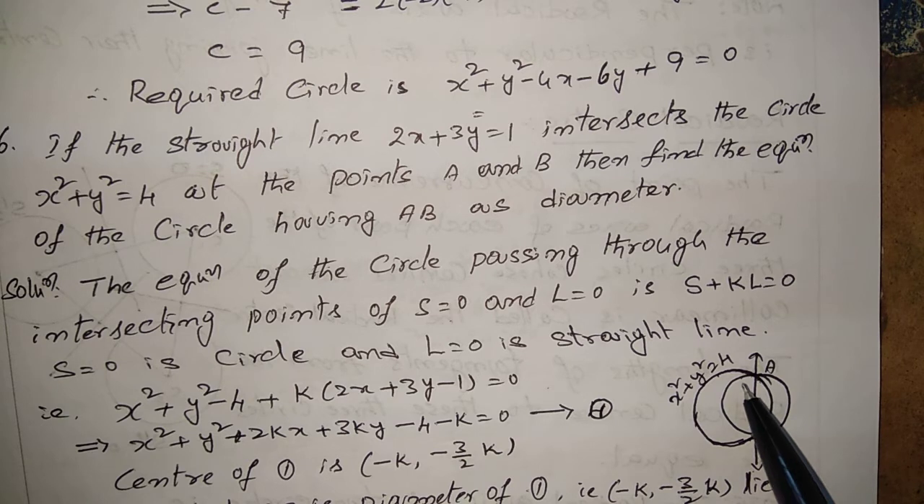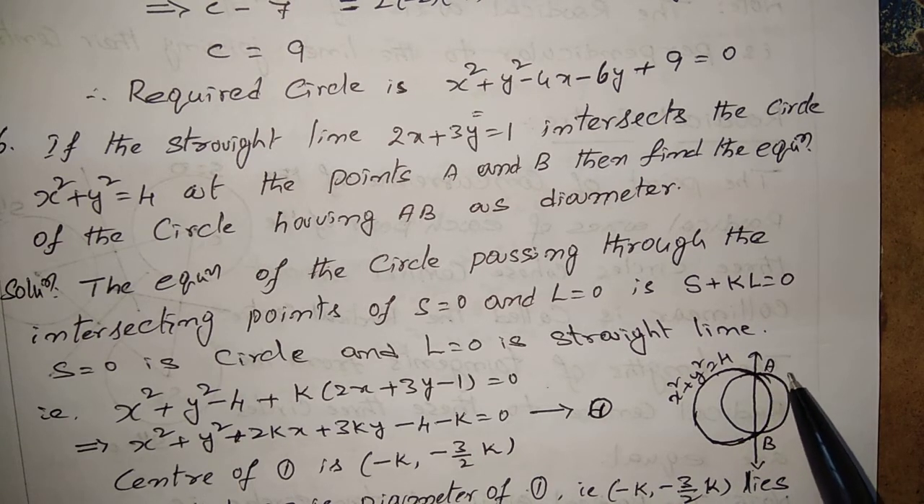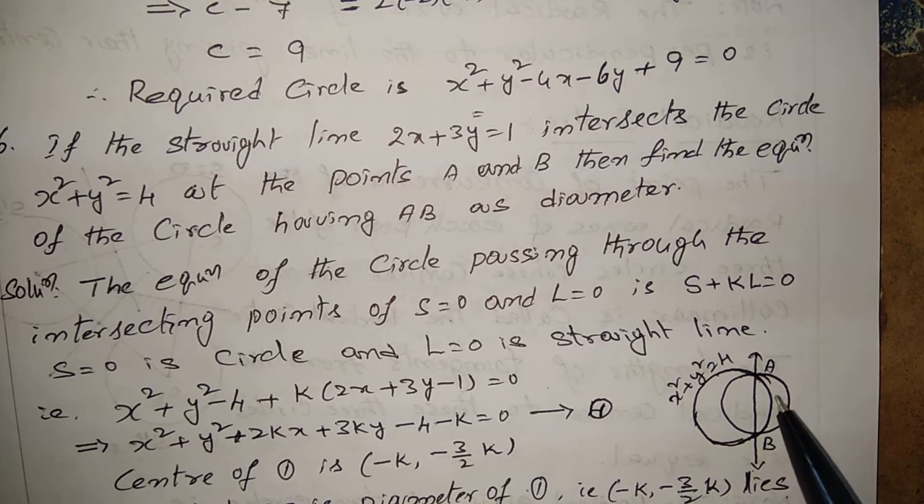This is like this. This is the given circle x square plus y square is equal to 4. This is the line. These two are intersecting at two distinct points A and B. Now we are going to find the equation of the circle which is passing through A and B, and also AB is the diameter of this circle.